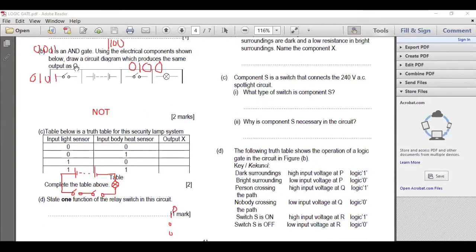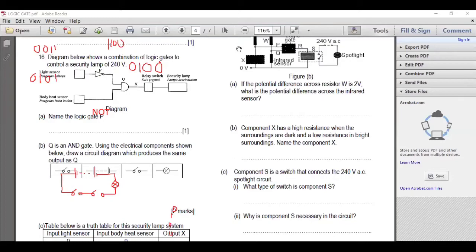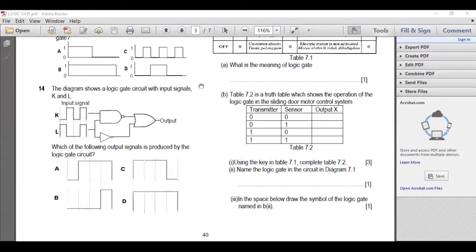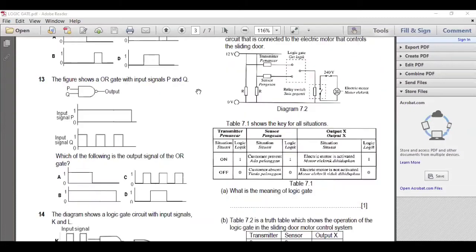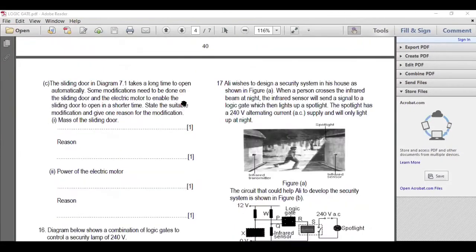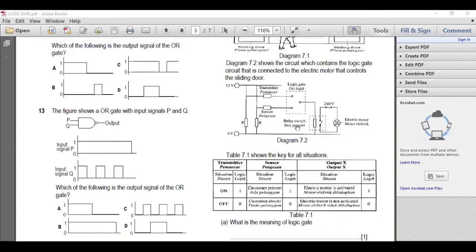Now state one function of the relay switch. What is the function of the relay switch? This circuit actually is not clear because they put in boxes. I'm going to refer back to this circuit, the same one here. You see why there's a relay switch here. Why can't I put the motor directly here?